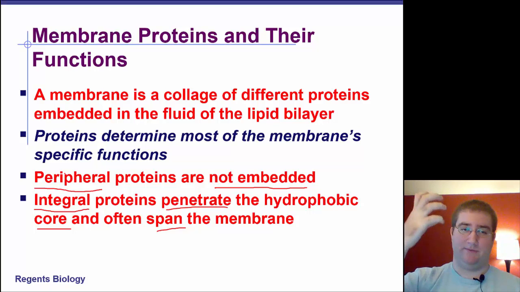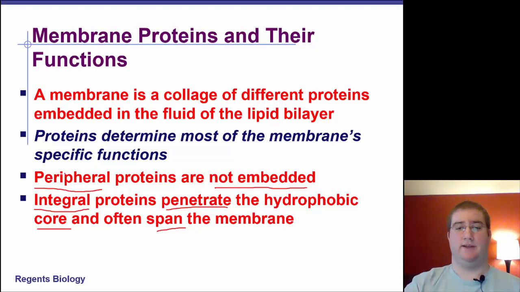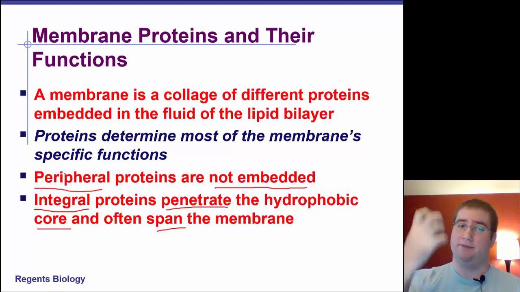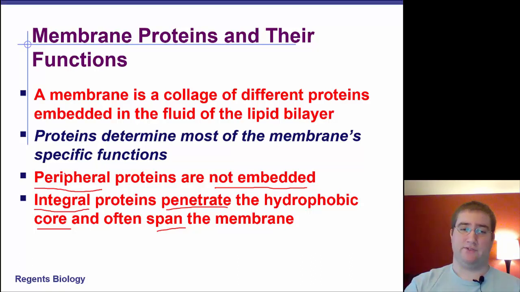So they're going to be fully placed within the membrane and are going to connect the outside of the cell to the inside of the cell. Usually integral proteins are great for communication. They're great for being channels to allow things into your cells, while peripherals are usually used for messaging.